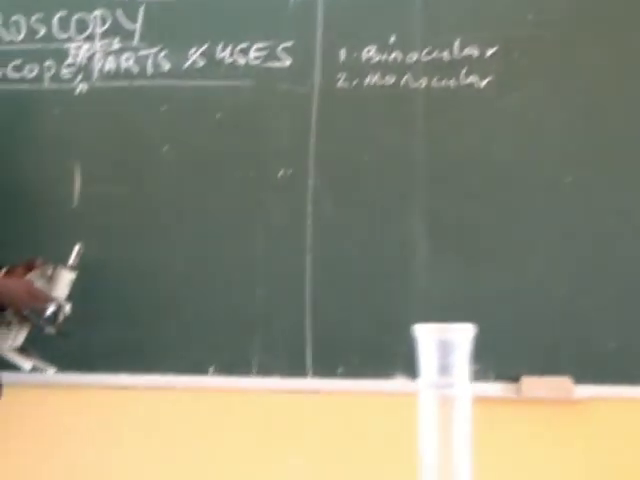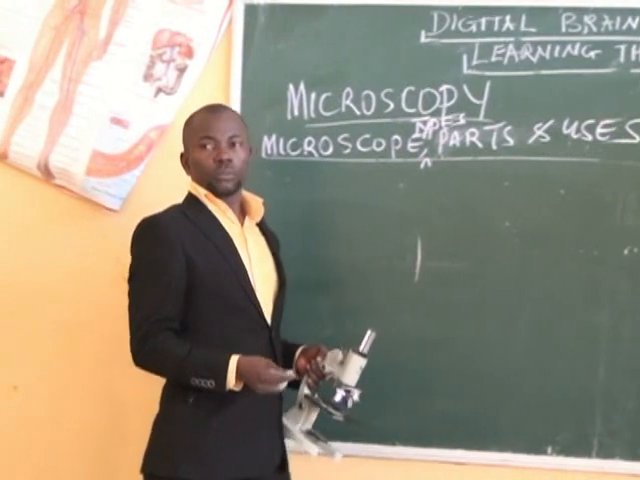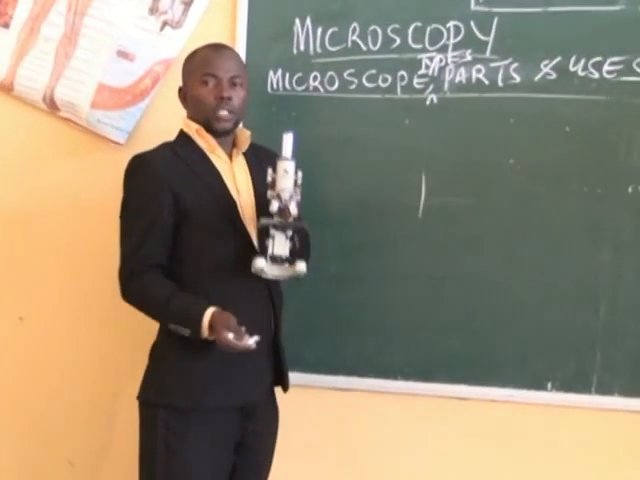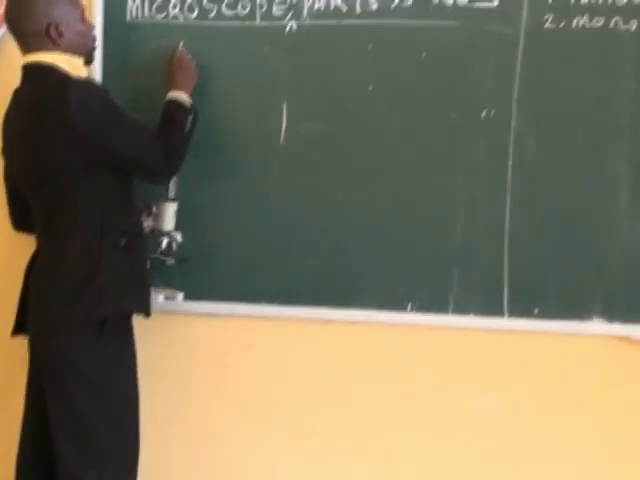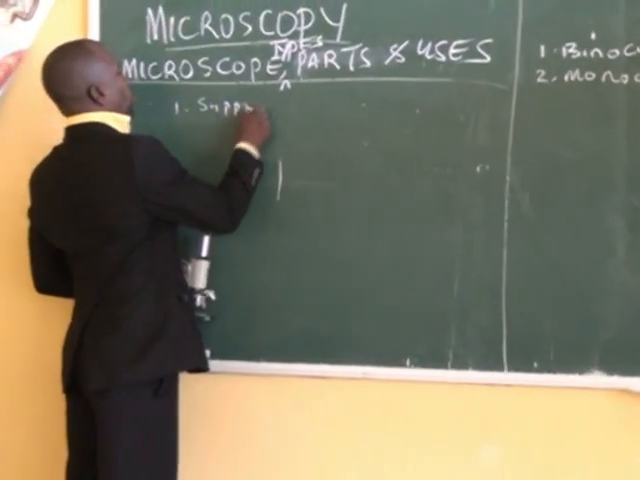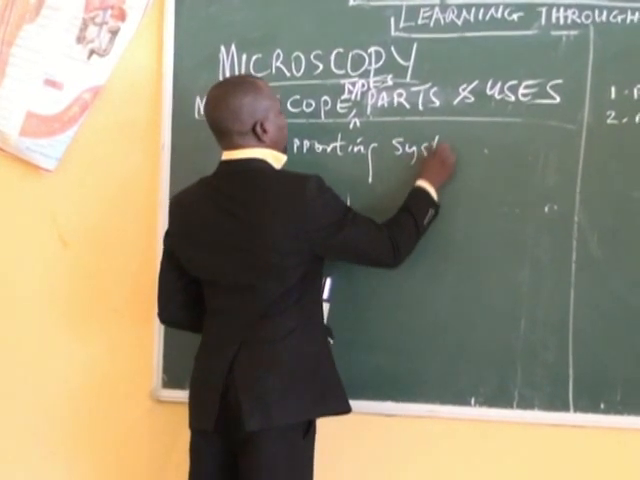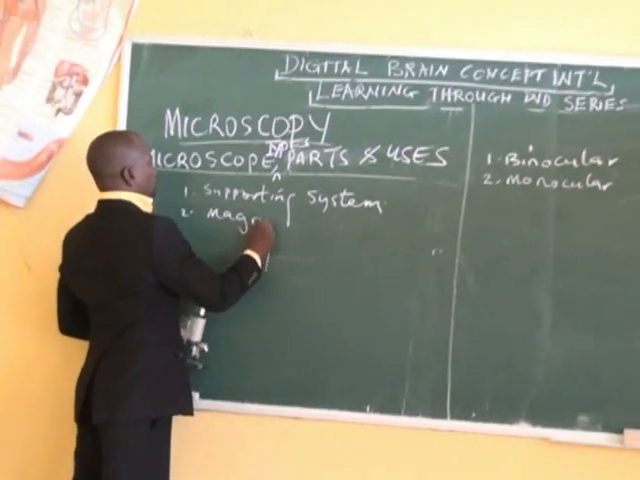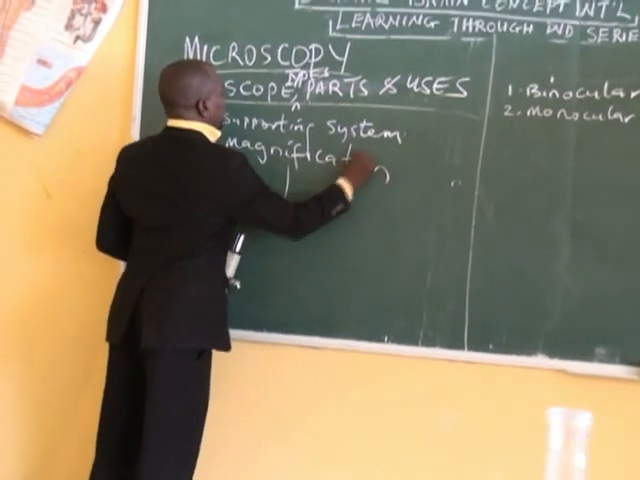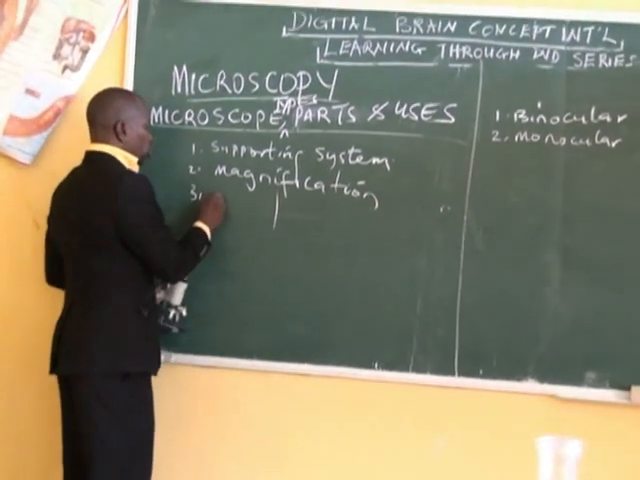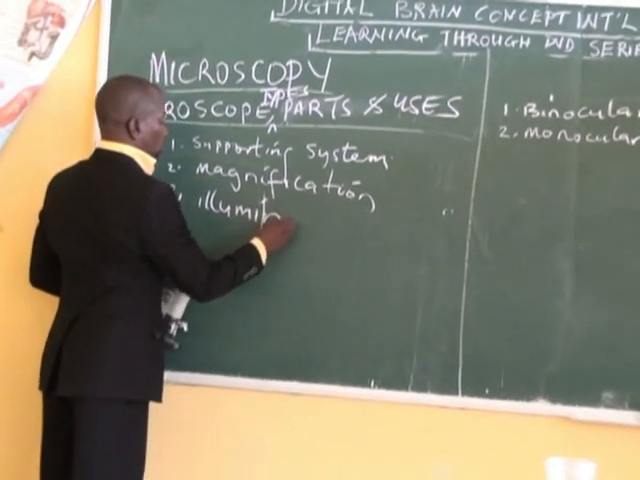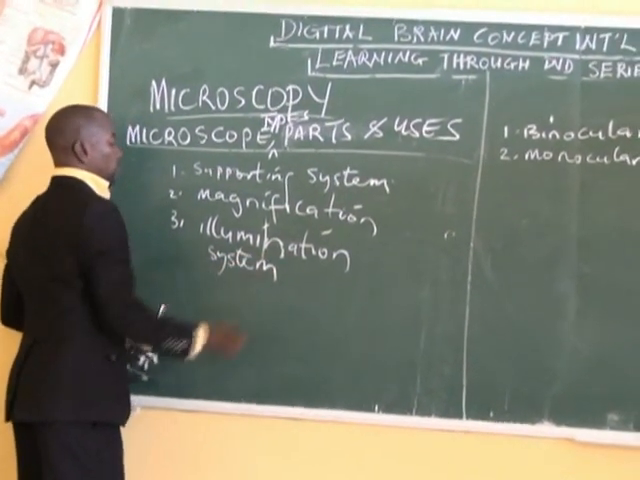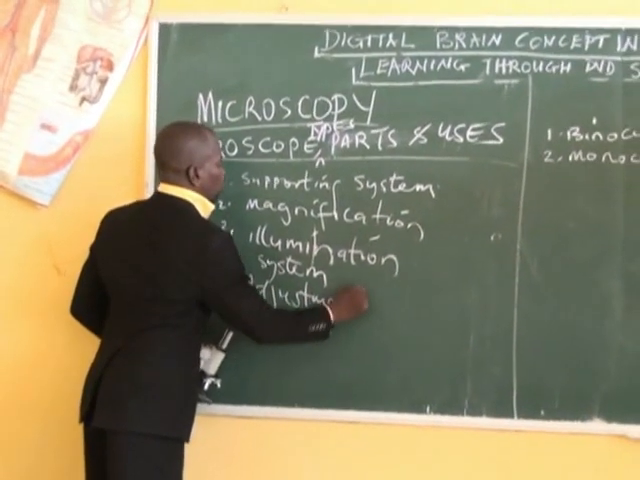So having learned the types of microscope, now let's talk about the parts of the microscope. A typical light microscope, as I'm holding it here, has the following parts. One, the supporting system. It has the magnification system. It also has the illumination system. And the adjustment system.